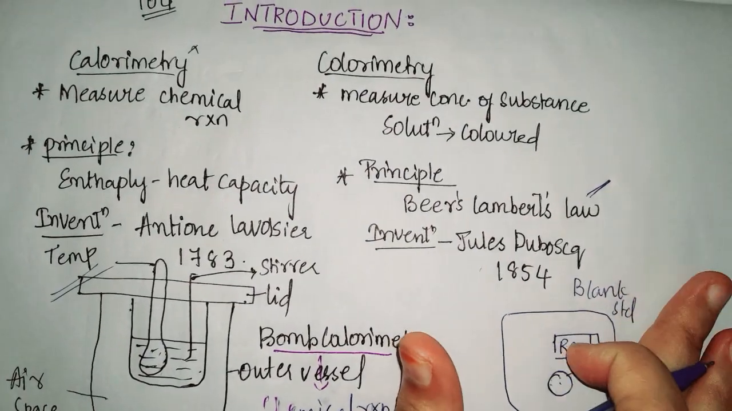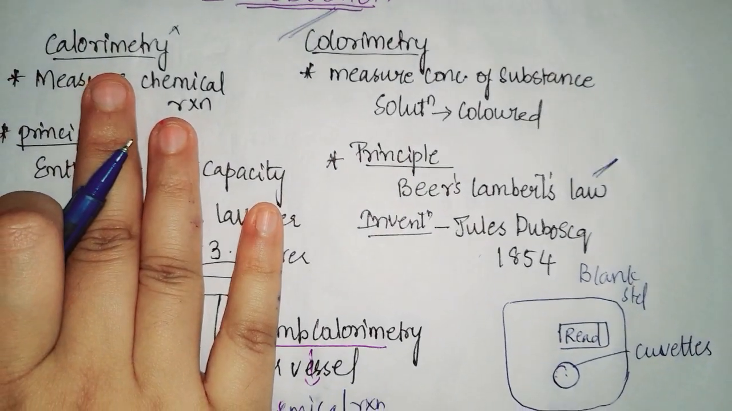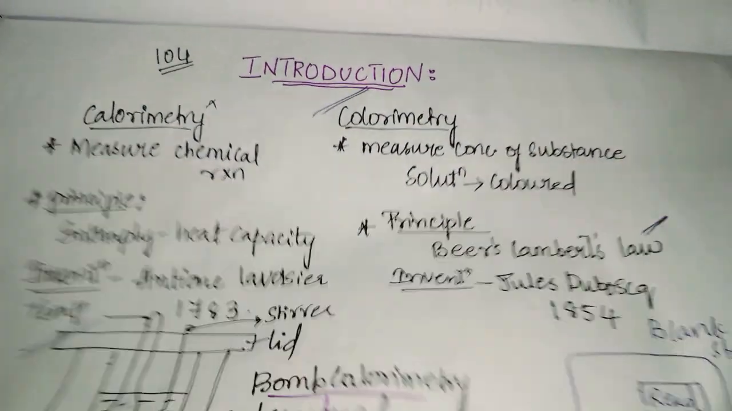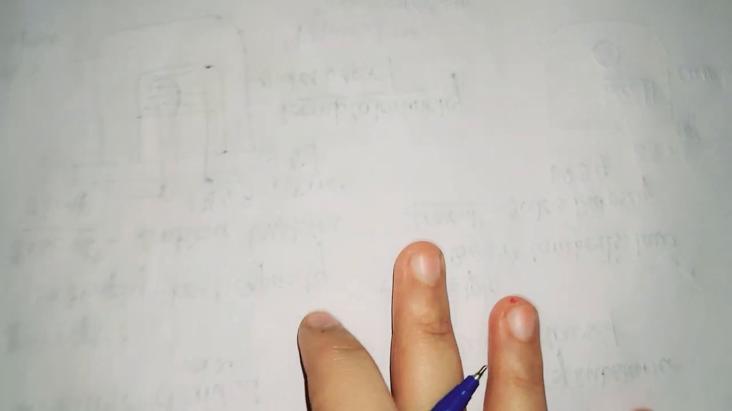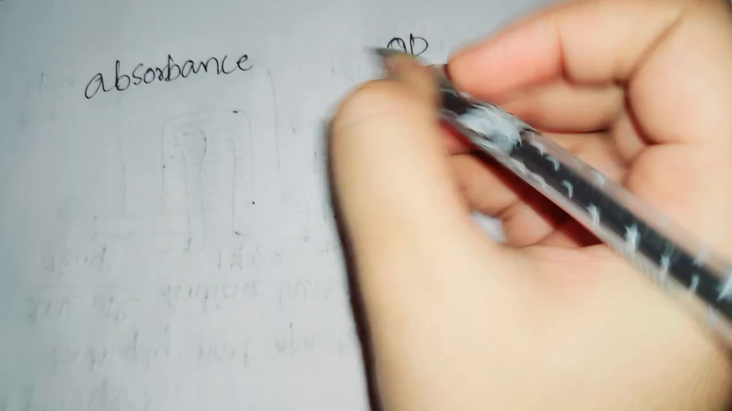So we are concerned in this paper with colorimetry, not with calorimetry. Now we are going to see the differences between absorbance and OD. Here some people are getting confused about the terms absorbance and OD. Are they the same? Absorbance and OD? This is my question to you.